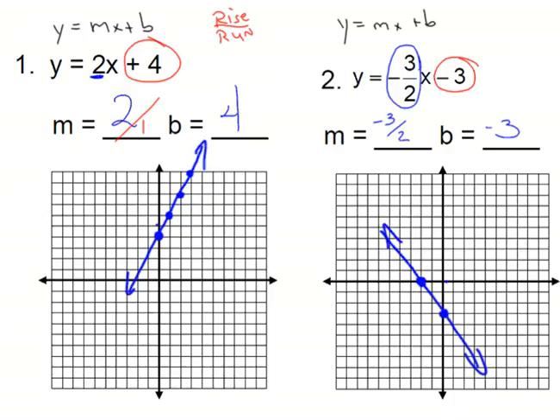I prefer to use the English language because the word rise actually has direction. If you always rise and then run left for negative and right for positive, you will never mess these up.